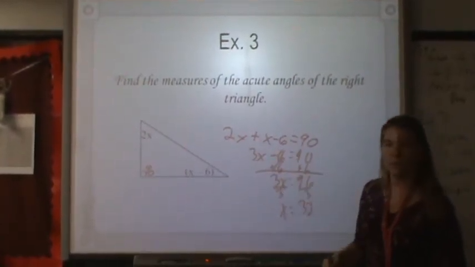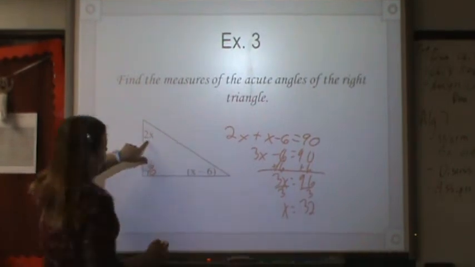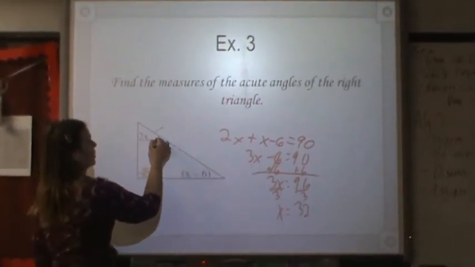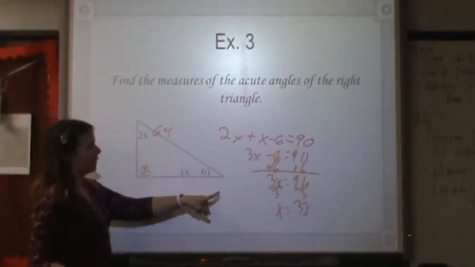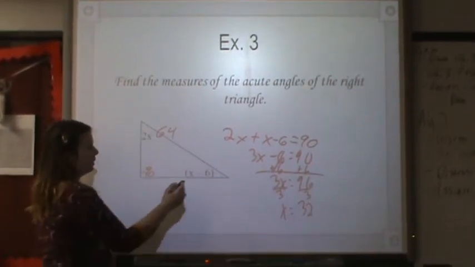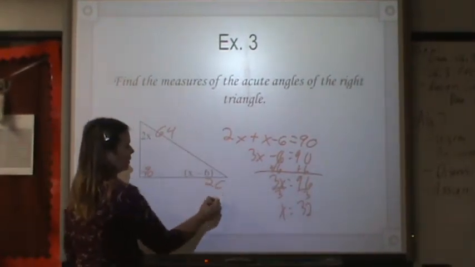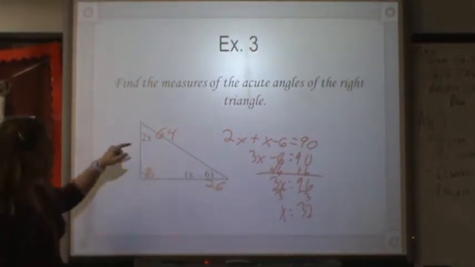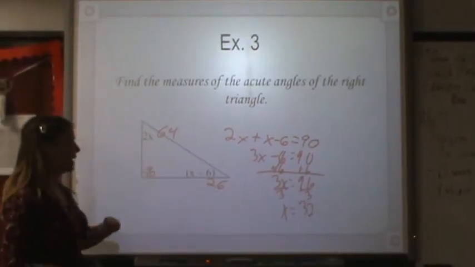I need to take it and plug it back in. So the 2x, 2 times 32 would be 64. Then x minus 6, so 32 minus 6 would give me 26. So the three measures in this triangle would be 64, 26, and 90.